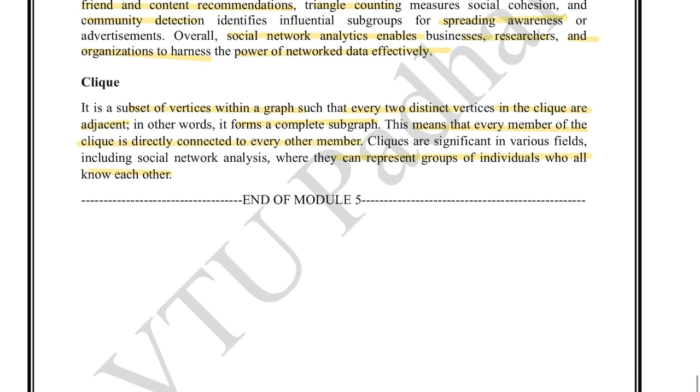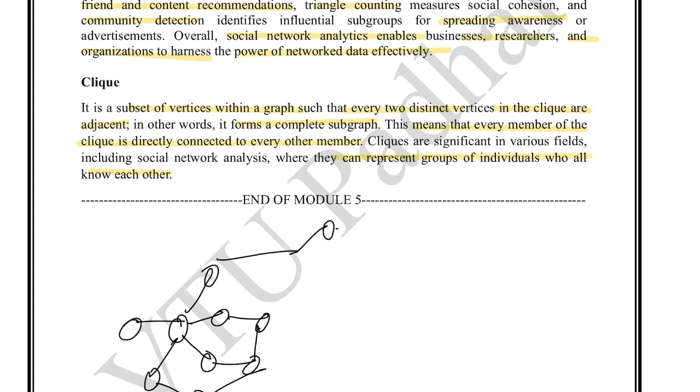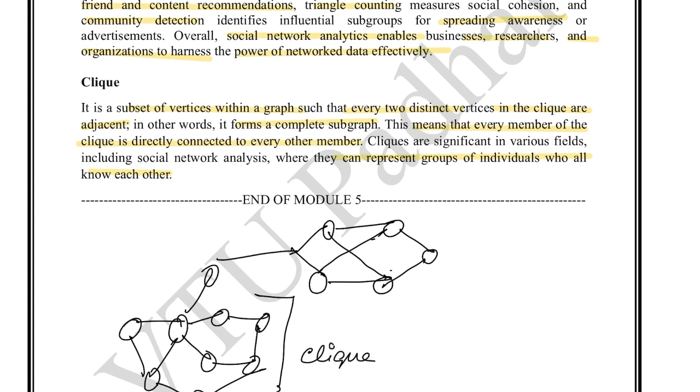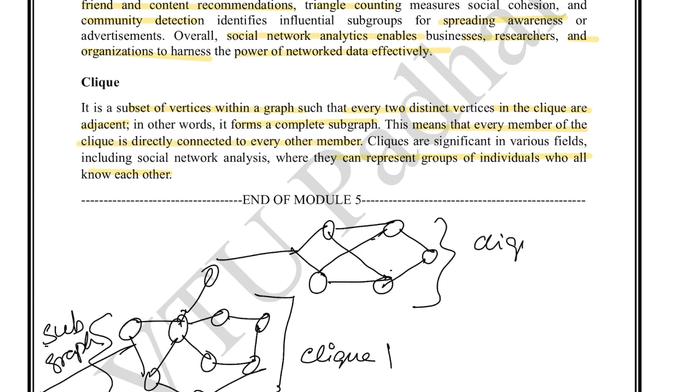So what is a diagram for this? Very simple diagram you have. For example, this is a node. So this one complete region will form a clique, because all the nodes are connected to each other, and this forms a complete subgraph. So this is all about clique. Again, this is clique one, this is clique two. Make sure you have one subgraph and all the nodes are connected to each other and they know each other.